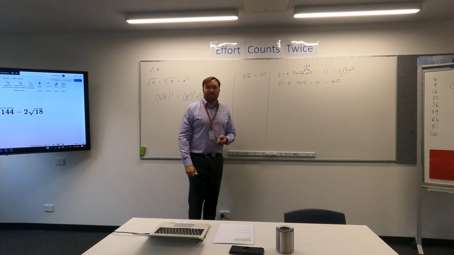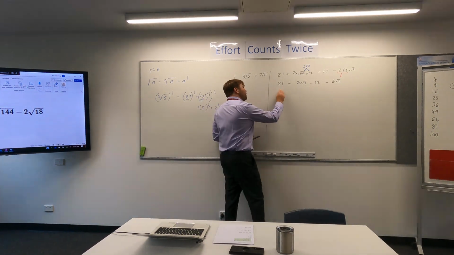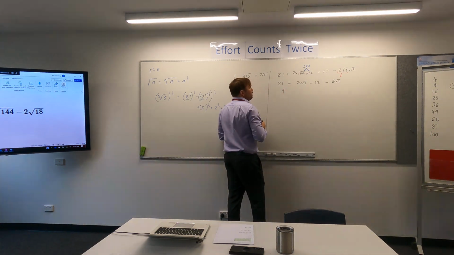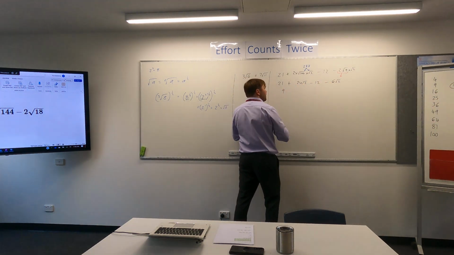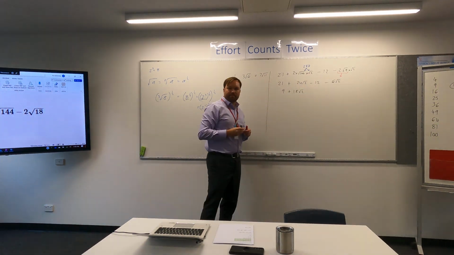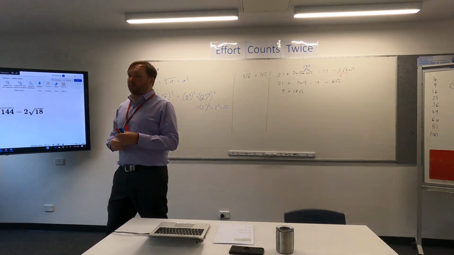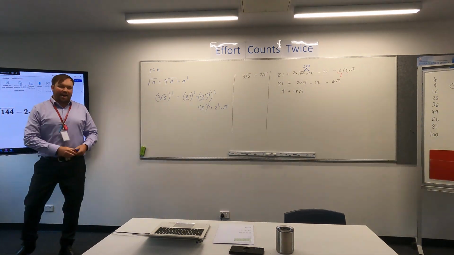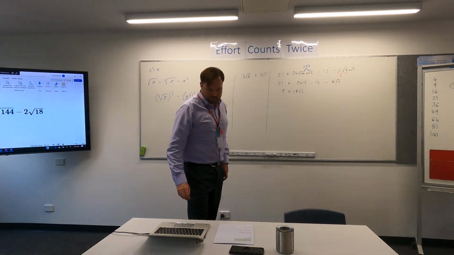Then we're collecting like terms, so the whole numbers together, the root 2's together. 21 take 12, what's that, 9? 24 take 6 is 18, root 2. And that's as far as we can go. So we're looking to simplify each of the surds, and then at the end collect like terms.